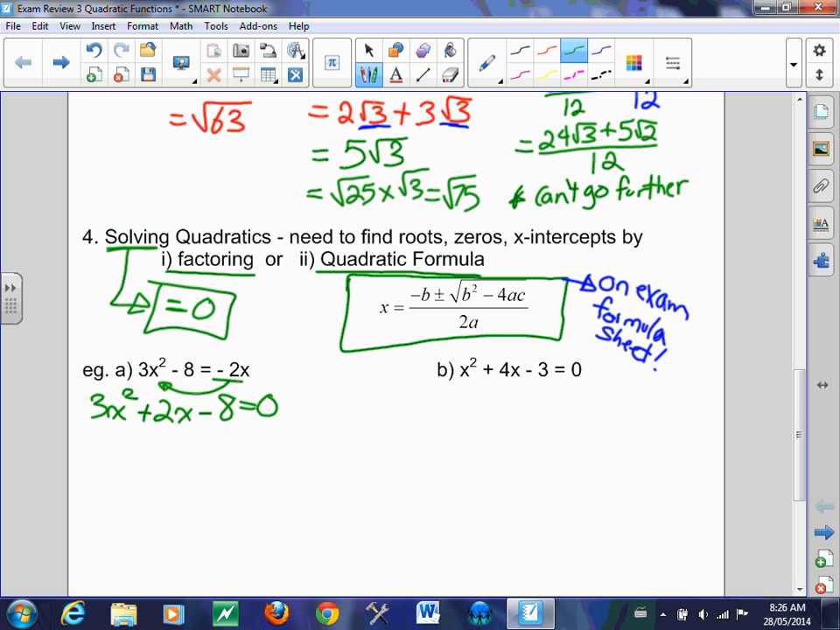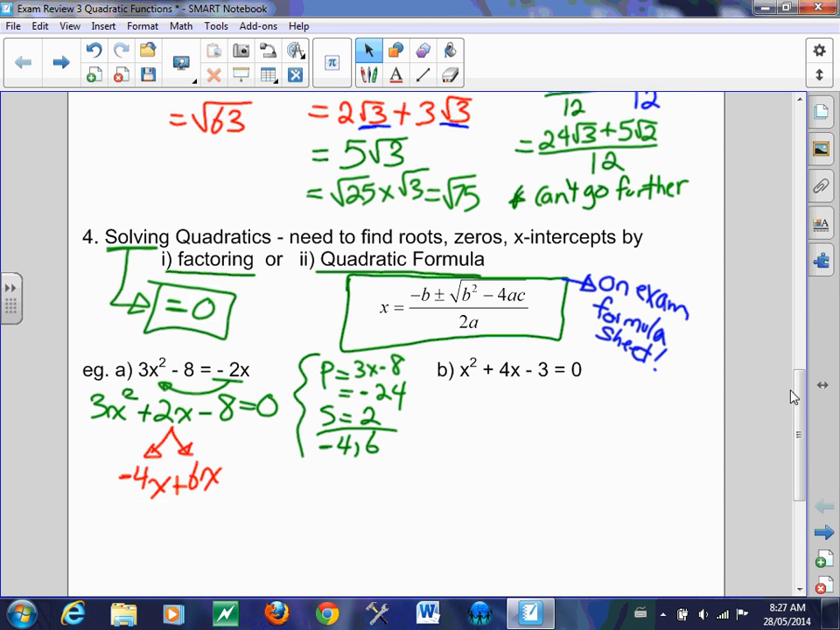Look to common factor. Can we common factor in this case? No, so let's take a look at our product. Our product is A times C, so 3 times negative 8, which equals negative 24. And our sum is B, which equals 2. What two numbers match that scenario? Negative 4 and 6. Because this is decomposition, you split that middle term into negative 4x and plus 6x. You write the first and last term just as is, and it's still equal to 0.